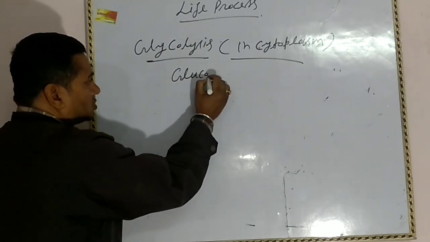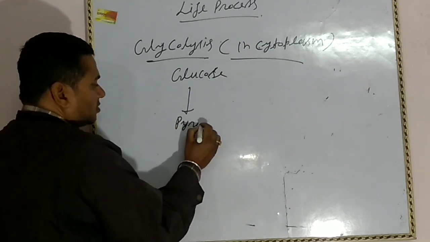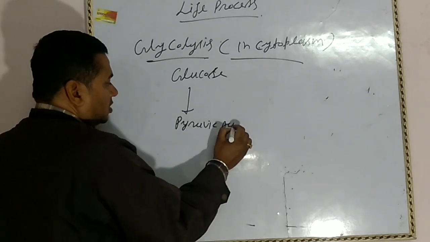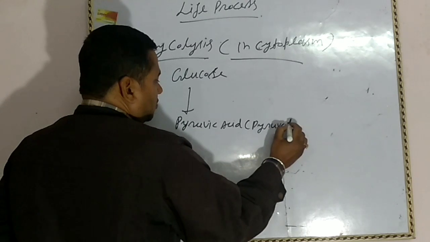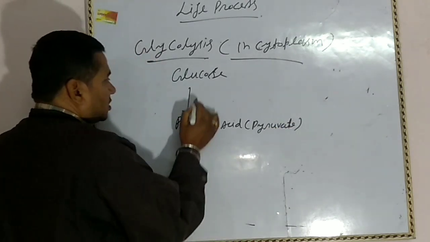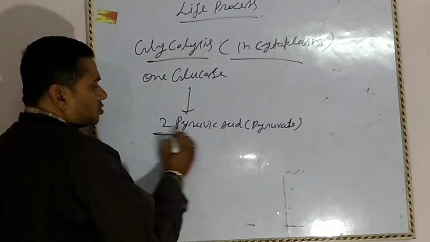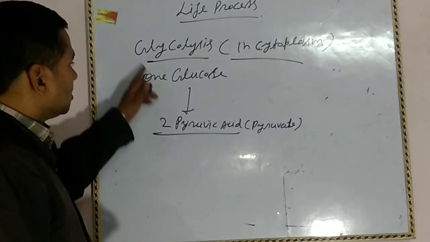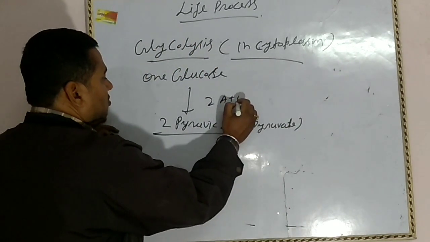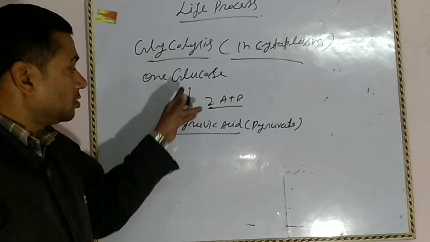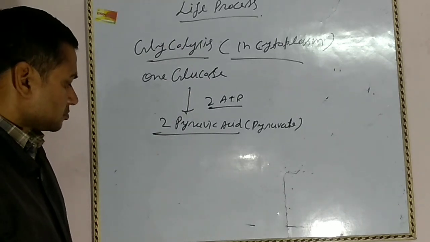In glycolysis, one molecule of glucose is converted into pyruvic acid, also known as pyruvate, so don't get confused. One glucose molecule produces two pyruvic acid molecules in the process of glycolysis. And here two ATP molecules are produced during the process of glycolysis.